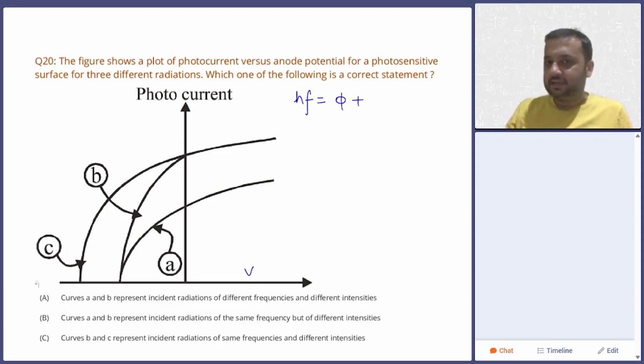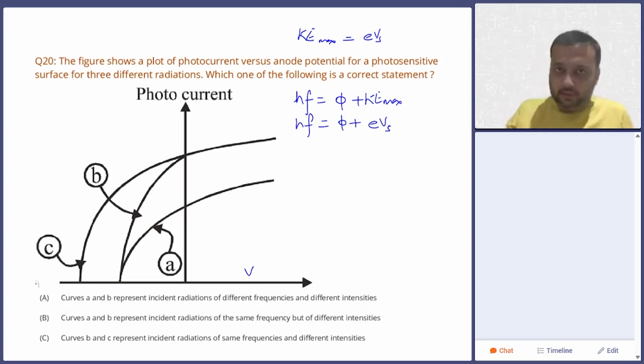phi plus K max. And K max, you know, is equal to eVs, where Vs is the stopping potential. So this becomes phi plus eVs, where Vs is the stopping potential. So this value represents the stopping potential. You might know this from the graphs of photocurrent versus potential.